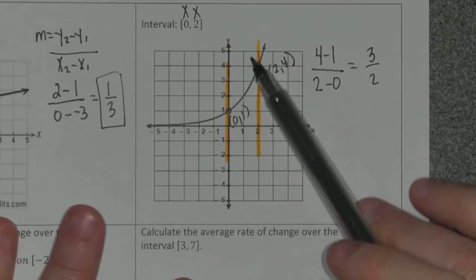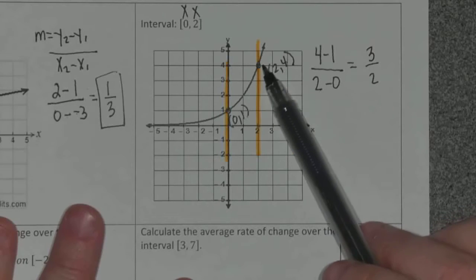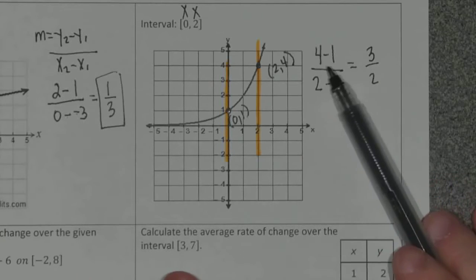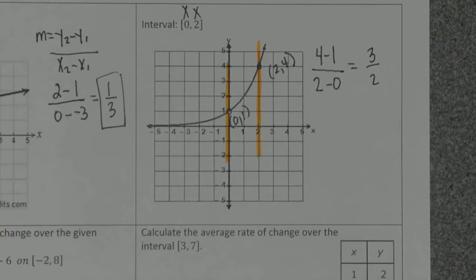So if they give you a nice graph like this and you have these perfect ordered pairs, you could count your slope, your rise over your run, for the average rate of change. The reason I'm going to keep showing it to you though is because not always do they give us a nice graph to look at, and we have to figure out how to do it other ways.